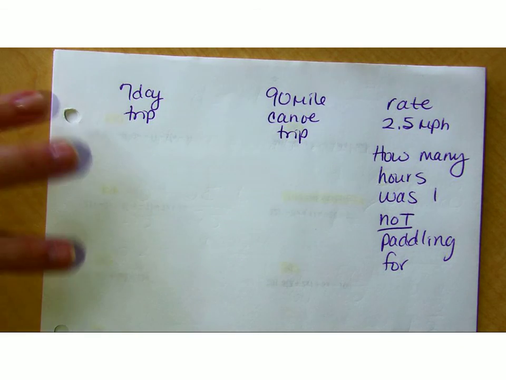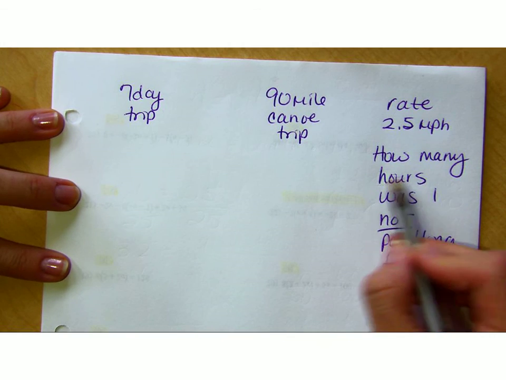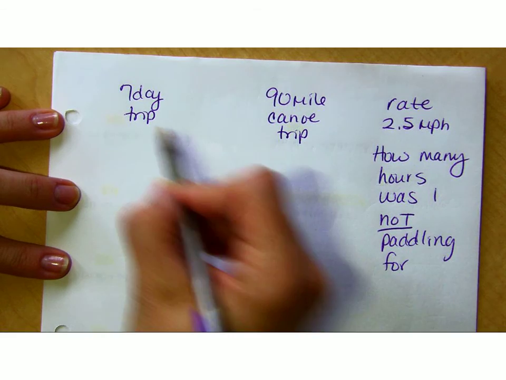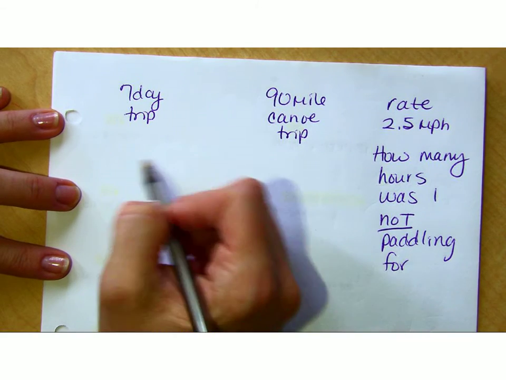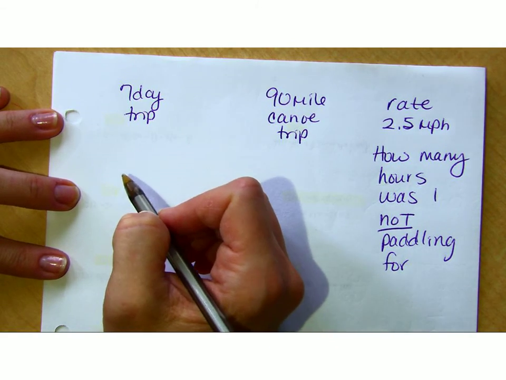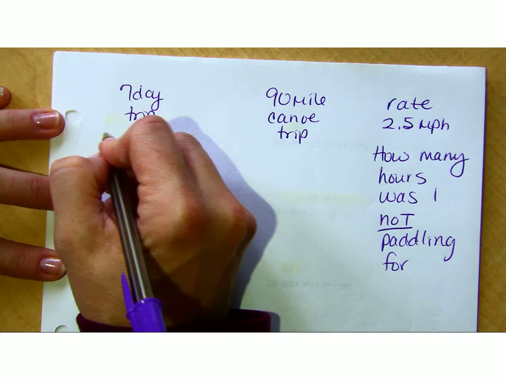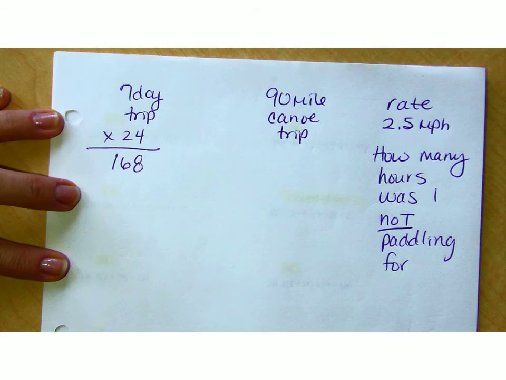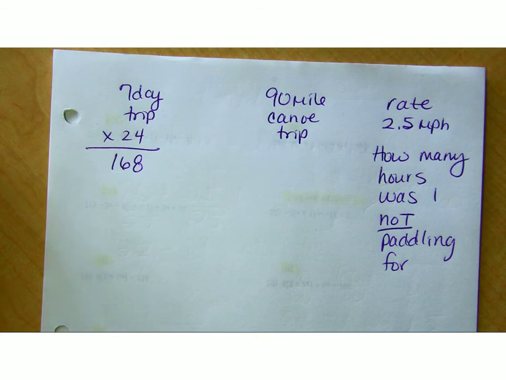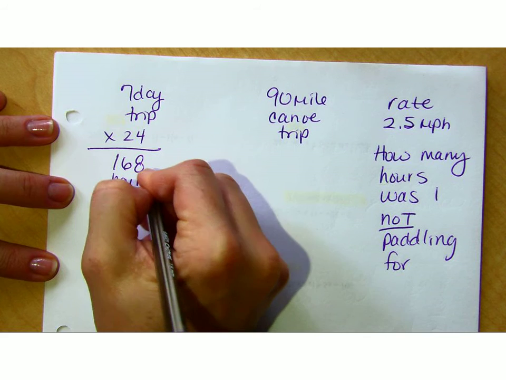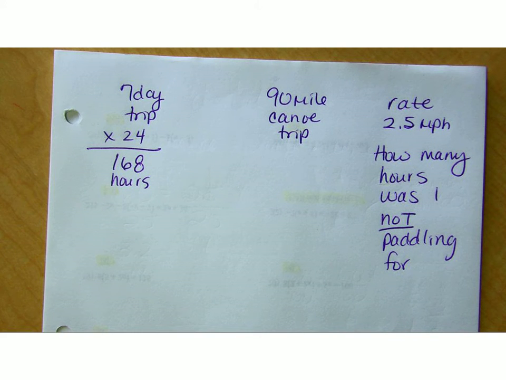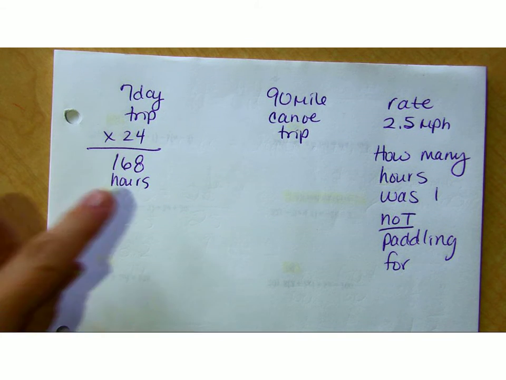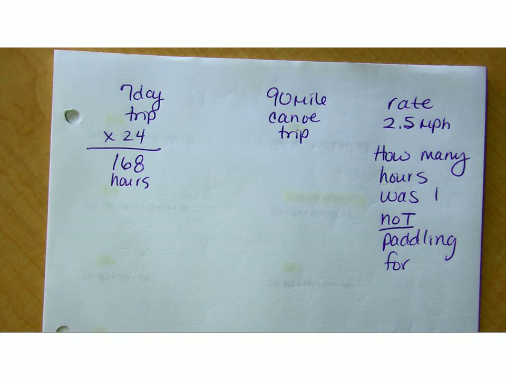So, first thing we have to do is figure out, if I'm looking for hours, I need to know how many hours my trip consisted of. How many hours is in one day? 24. So, how many hours are in 7 days? 168 hours, okay? From the time I pulled out of my driveway in the car to the time I pulled back in, 168 hours went by. I did not spend 168 hours on the river paddling, okay?